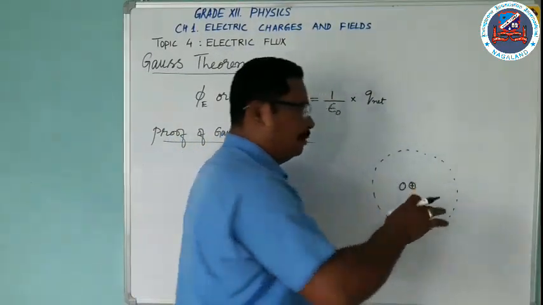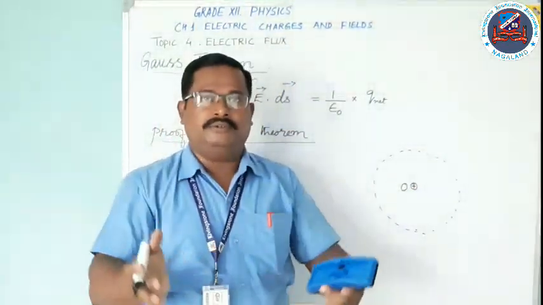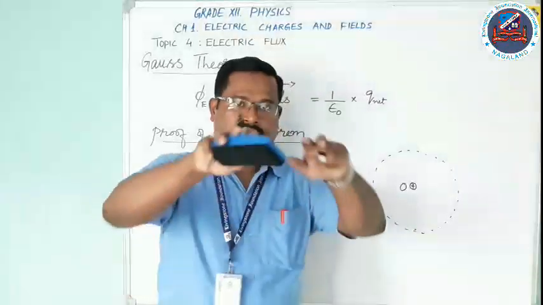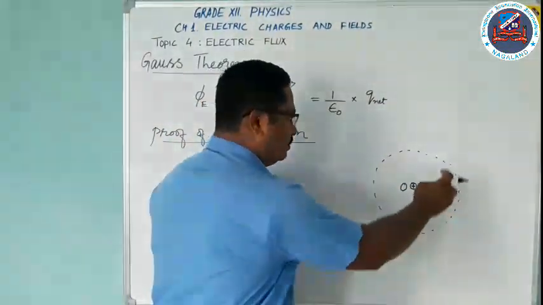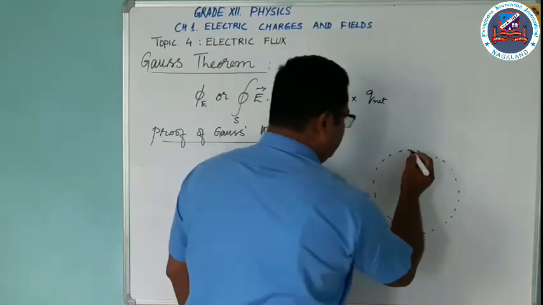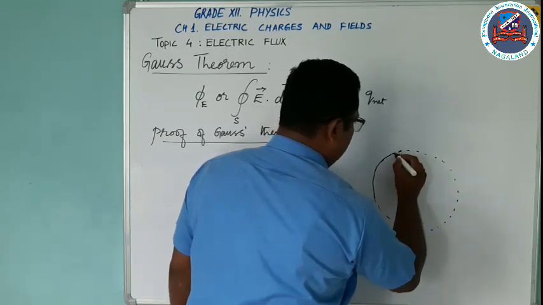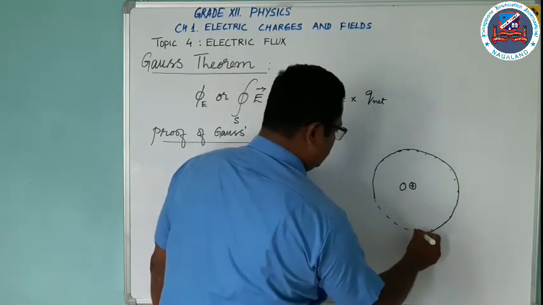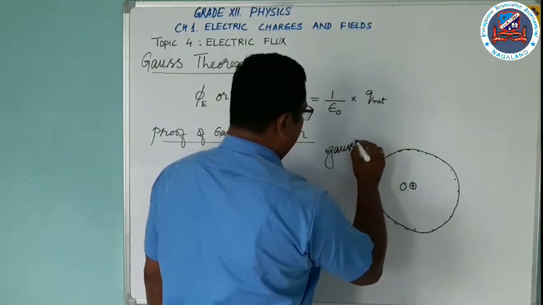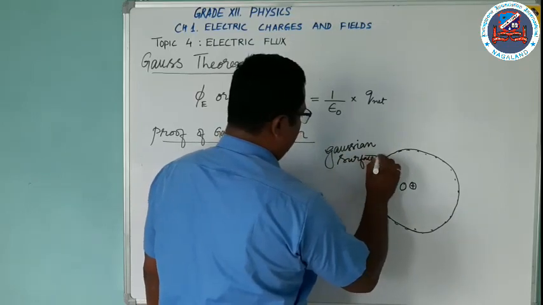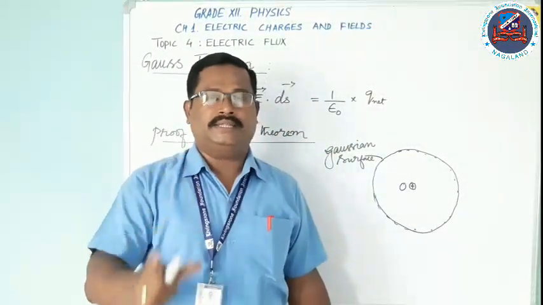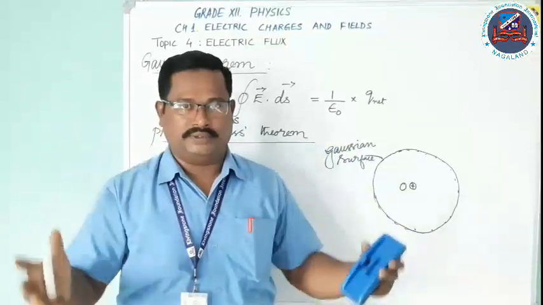If I take a boundary like this, then a sphere will be formed. The board is appearing like a circle, but let's think that a sphere is formed. All these points are at an equal distance from the positive charge. Now, this is called your Gaussian surface. You have to keep one thing in mind: the Gaussian surface is an imaginary surface.